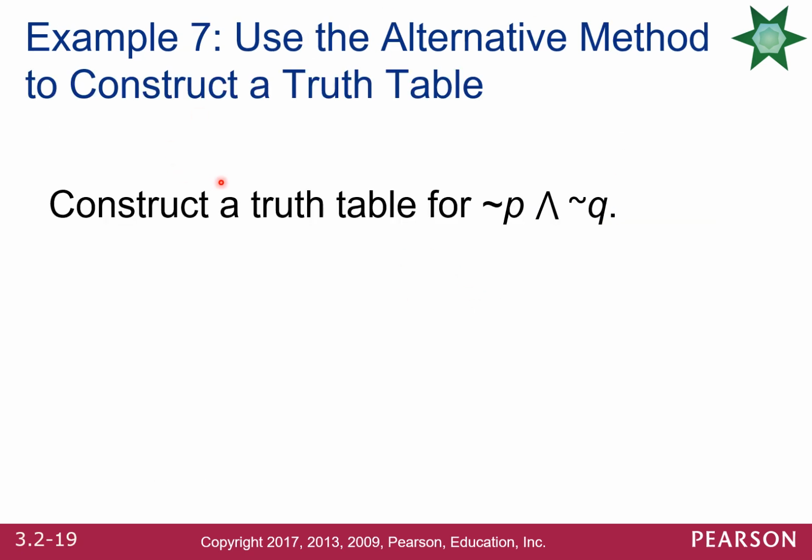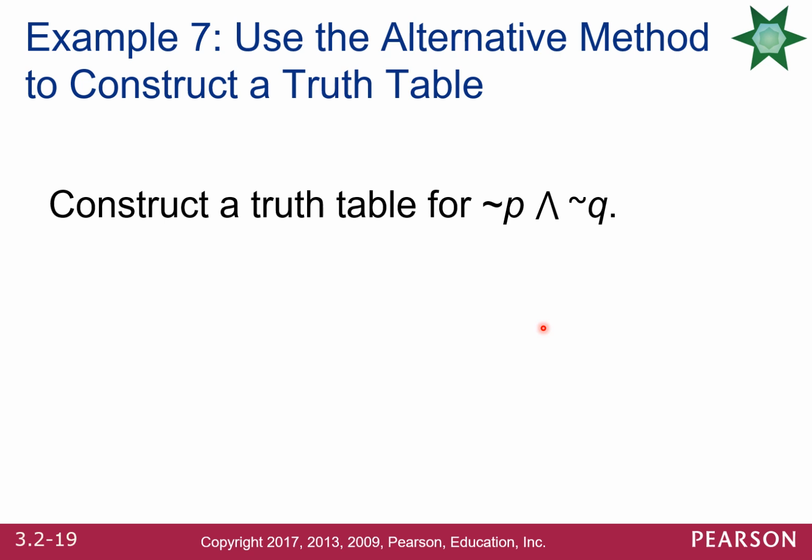We will now learn how to construct a truth table using an alternative method. The statement given here is different from the one that we worked before. It says not P and not Q. However, I'm going to first evaluate it using the previous method, and then we will work the same statement using the alternative method, and we should get the same results using both methods.